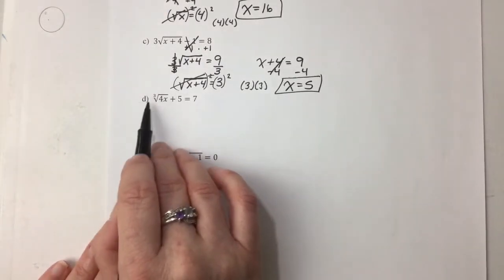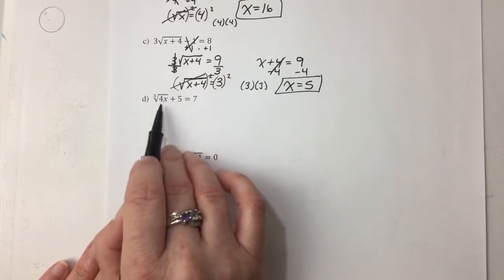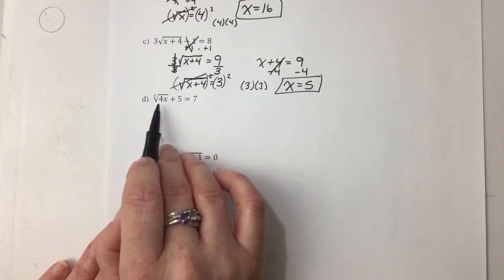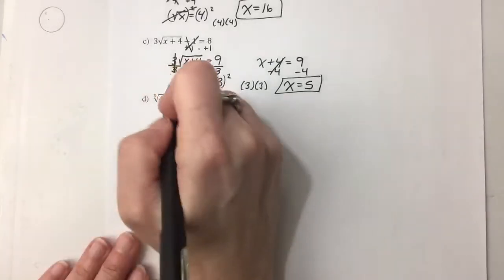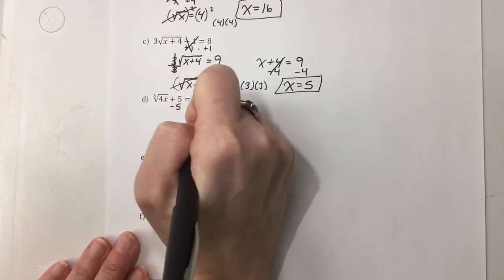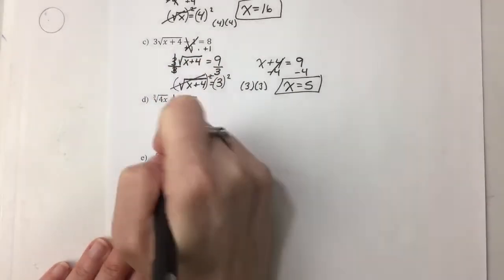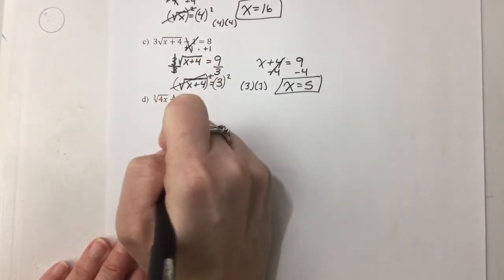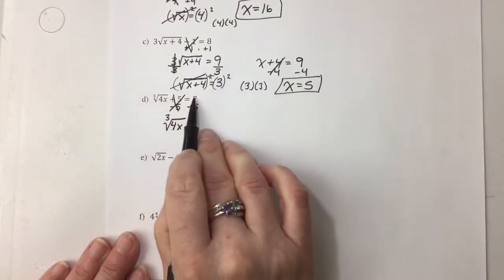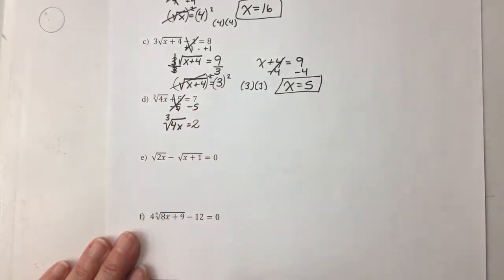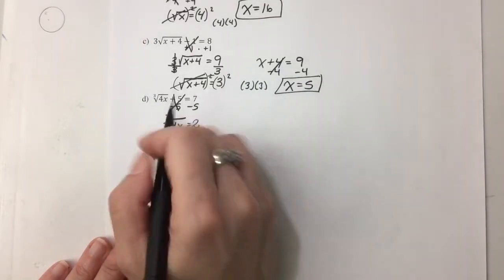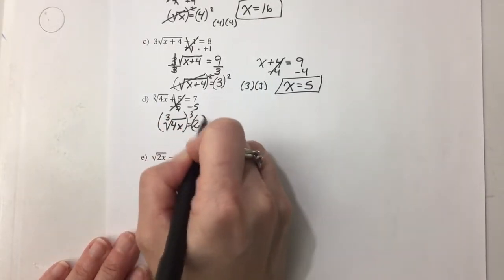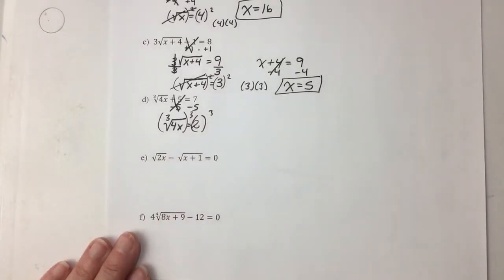Looking at example D, step 1, we want to isolate our radical term. I need to move plus 5. To move plus 5, you have to minus 5. This side is the cubic root of 4x. If I had 7 and now I'm minus 5, it's down to a 2. Step 2, to cancel a cubic root, you need to take both sides to the power of 3.